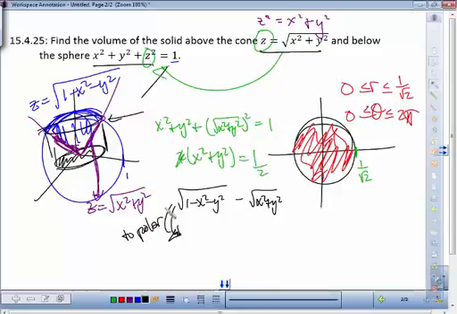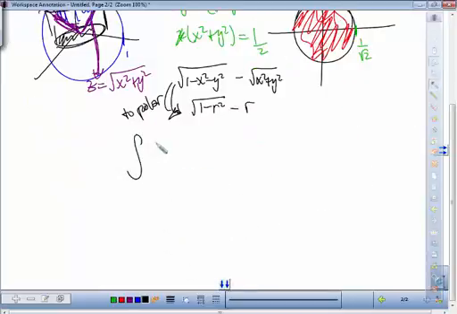But we're dealing with polar coordinates, so we want to send this to polar coordinates. And we're always on the lookout for combinations, x squared plus y squared in here. So for the first one, we have the square root of 1 minus r squared. And the second one, we have the square root of r squared. And since r is all positive anyway, we'll just call it r. So that's your integrand. So we're ready to set up our integral. We've got the integrand, square root of 1 minus r squared, minus r.